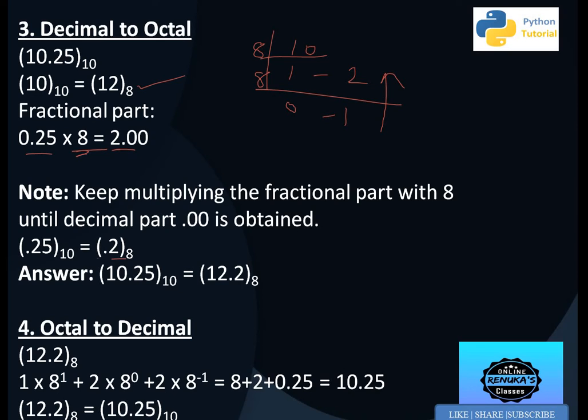Then the reverse of this, octal to decimal. As we did in binary also, place values for the integer part will be 8 raised to power 0, 8 raised to power 1, and for the fractional part it will be 8 raised to power minus 1. So here it will be for 1, this for 2, and this again for 2, and we will add them up and it will come to 10.25. So this is octal to decimal.